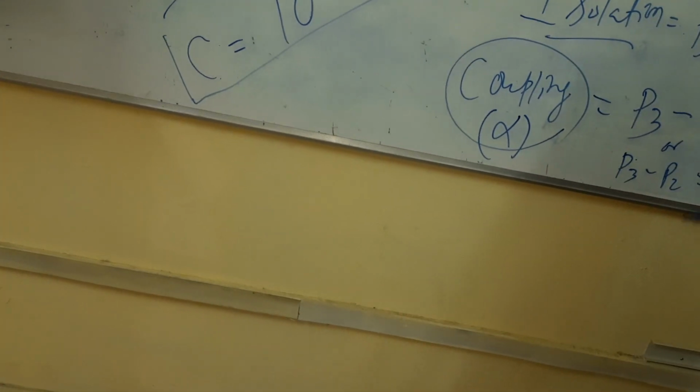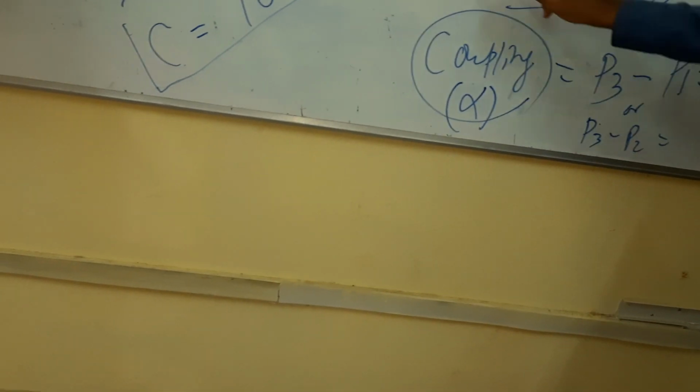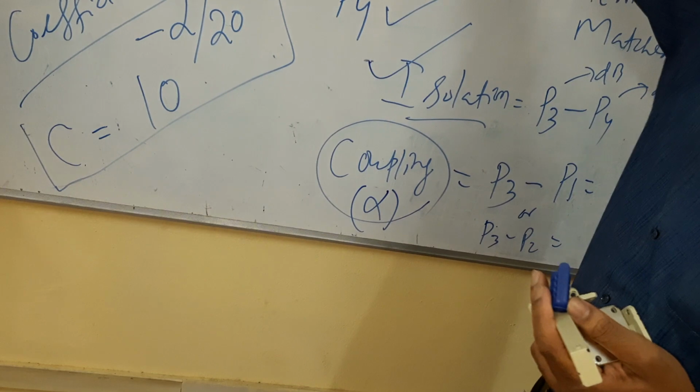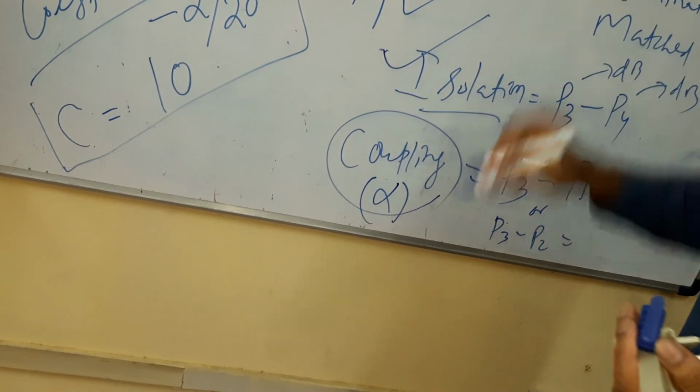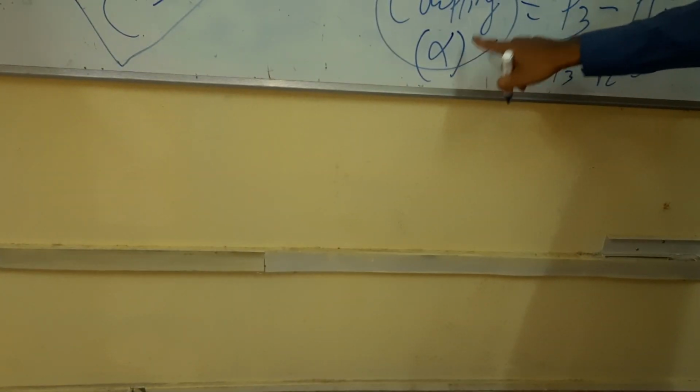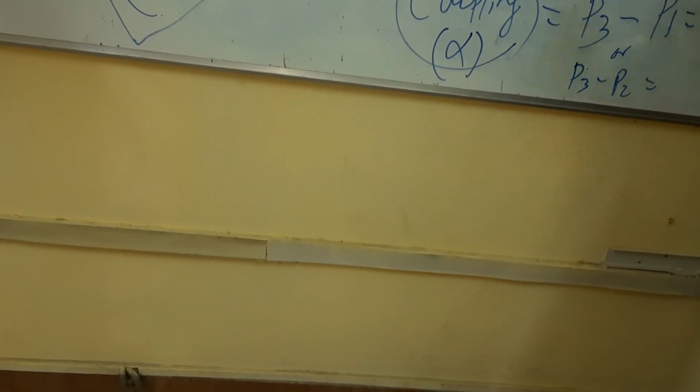So in the experiment, we will measure the isolation. That means we will measure the difference of power between P3 and P4, and we will measure the power difference between P3 and P1 or P3 and P2. So we will measure this coupling coefficient as well as the isolation. So let us go to the microwave test bench for doing this experiment.